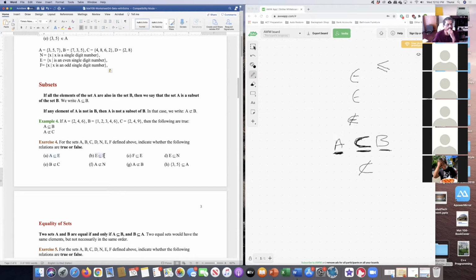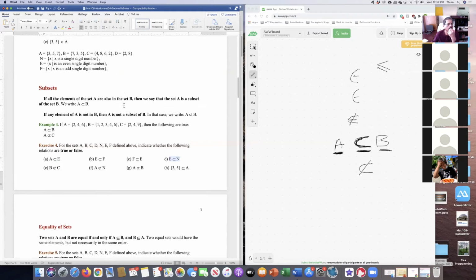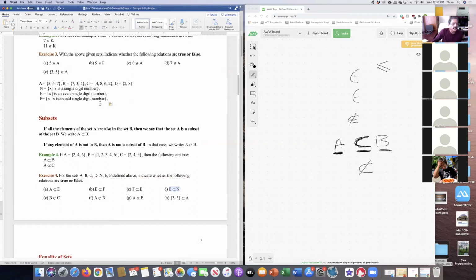Is E a subset of F? No, false. Is F a subset of E? False. Is E a subset of N? True. Because N has all the single digit numbers, and E has the even single digit numbers. So all the even single digit numbers are also there in all the single digit numbers.